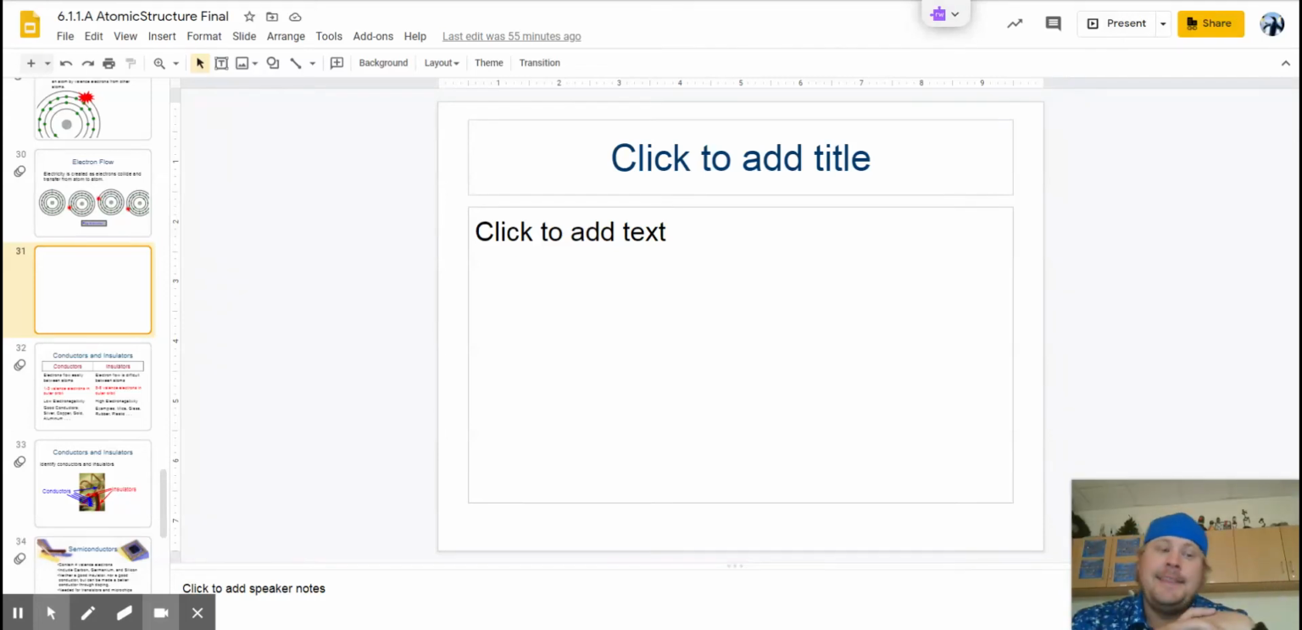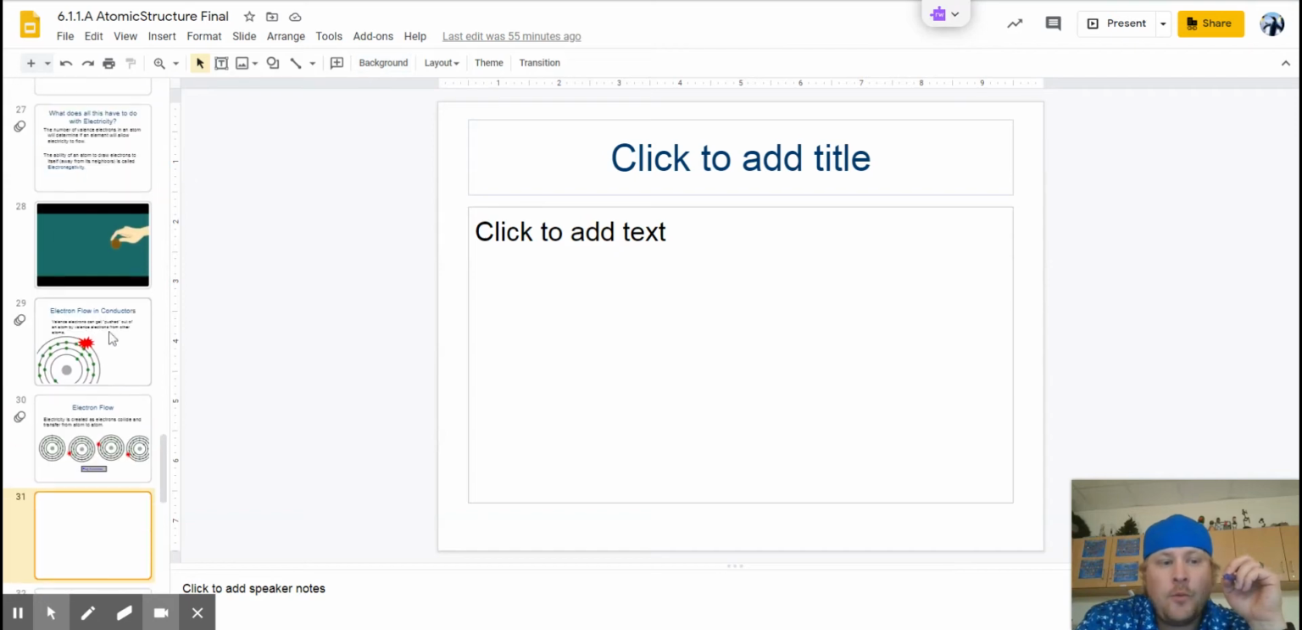Right, this is the last lecture for this group of lessons. And what we're going to do is talk about how we can determine if something is a conductor, meaning it allows electricity to flow through it, or an insulator, where it restricts the flow of electricity.